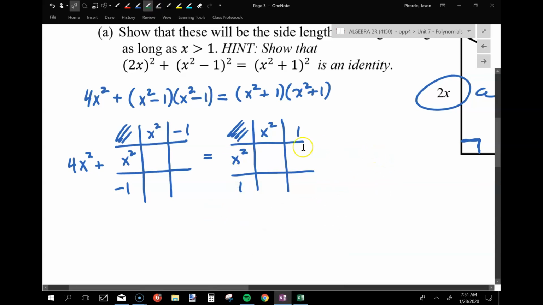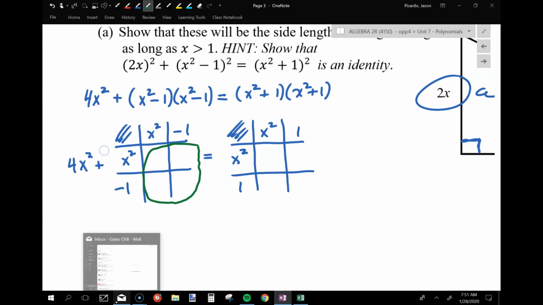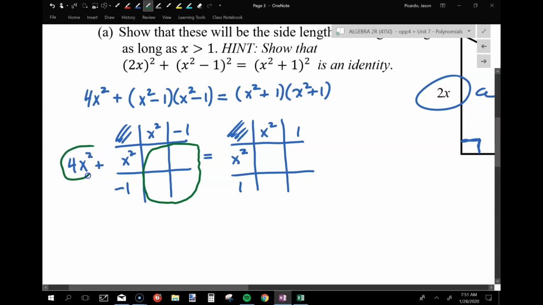All right. I like having colors here, guys. I know that I'm going to wind up taking these 4 things and combining it with that, right? So I just want to make sure that I do that. Everybody agree with that? All right. x squared times x squared. What is that? x to the 4th, right? Good.